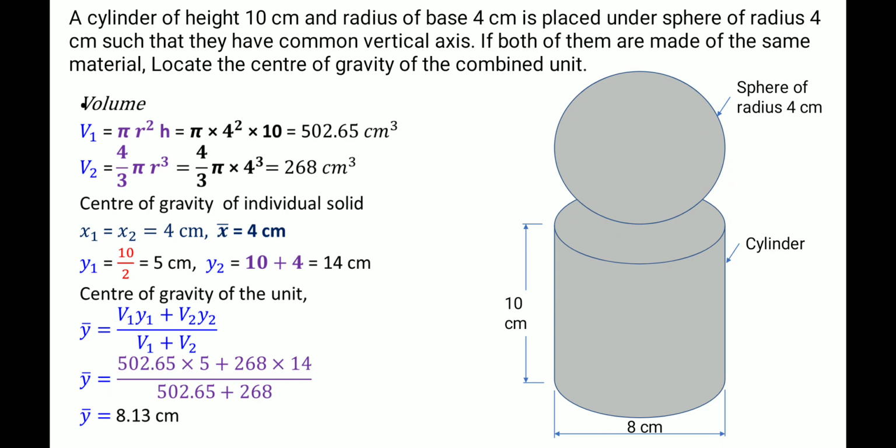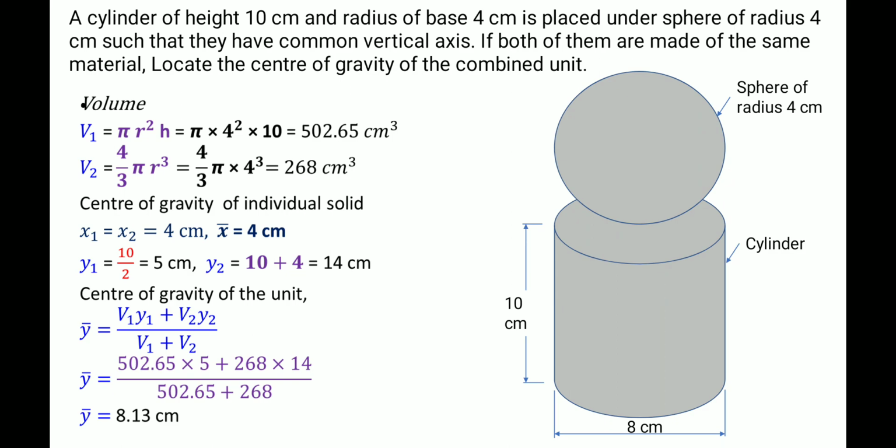So here let us solve the problem. For finding the x bar and y bar, here also we use volume. In centroid we use area: a1 y1 plus a2 y2 by a1 plus a2.